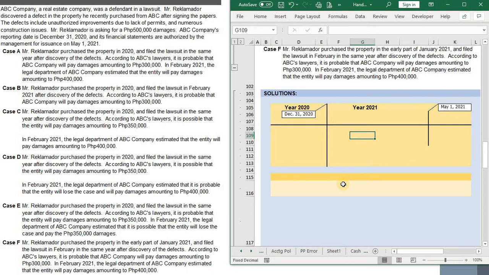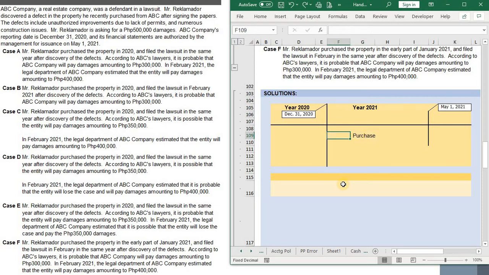So, in this case, let us determine the events that occurred after December 31, 2020. Again, the relevant dates are December 31, 2020 and May 1, 2021. So what are the events considered under PAS 10? That is the purchase. Unlike case A to case E, the purchase in case F occurred in 2021, which is the condition that must exist in 2020 in order for the events that occur in 2021 to become an adjusting event.